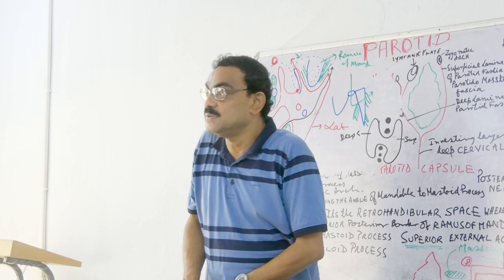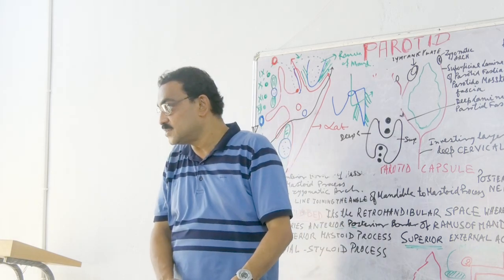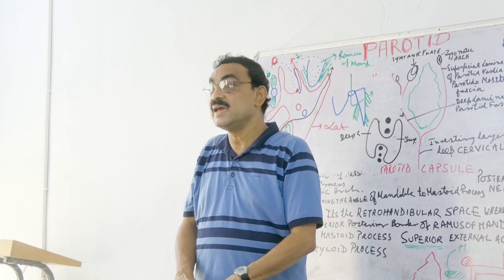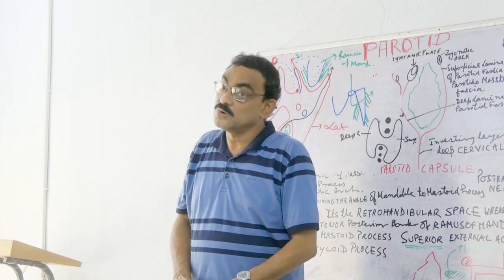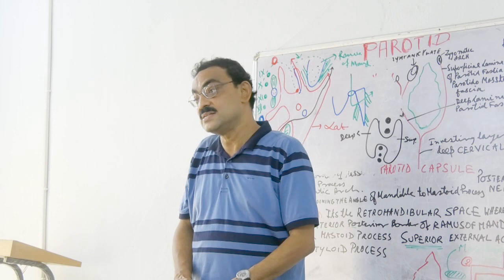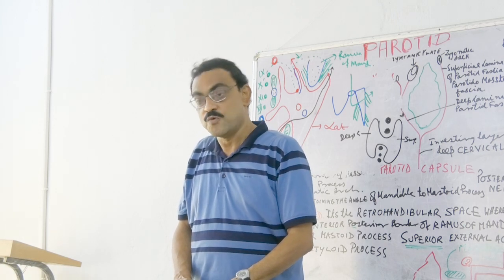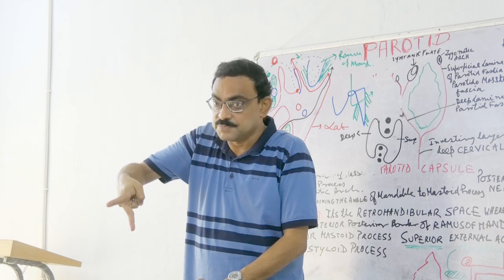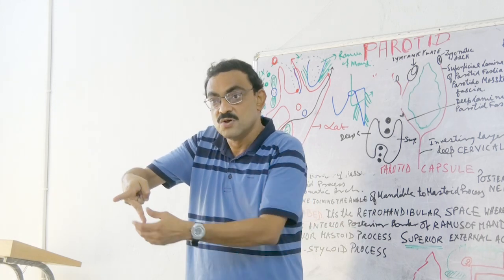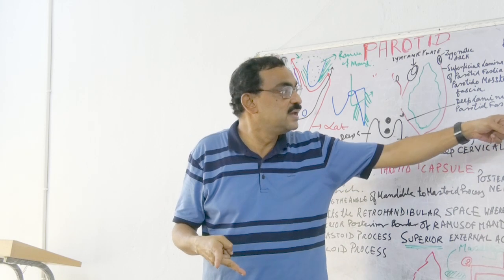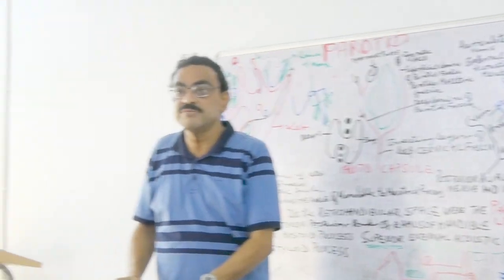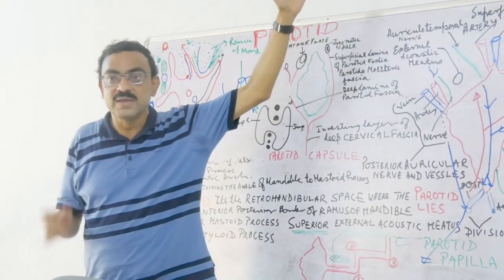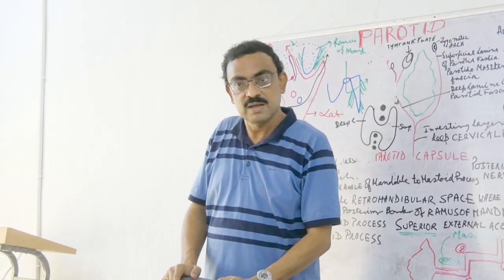The mandibular division of the trigeminal is unique because it is not only sensory, but it also carries the motor fibers to the muscles of mastication. It divides into two branches, an anterior branch and a posterior branch. From the posterior branch, we get the auriculotemporal nerve.